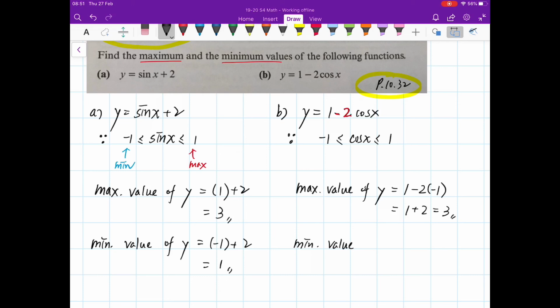If you understand that, then the minimum value of y will be the opposite. So 1 minus 2, so it will become -1.